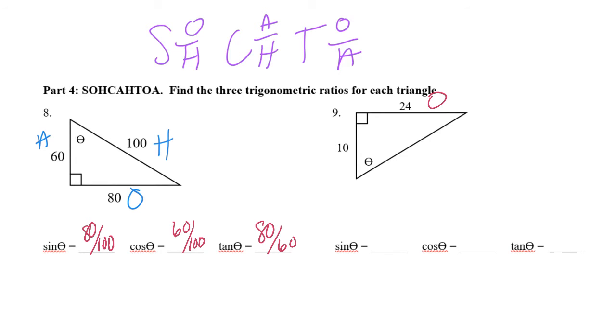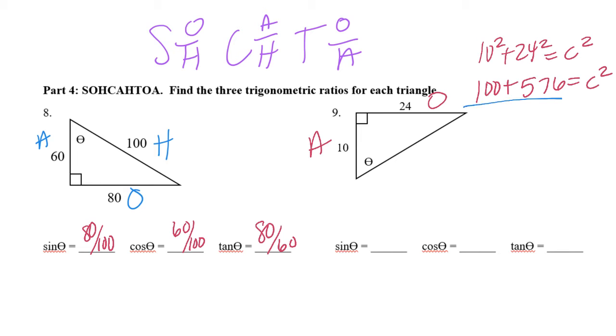We have the opposite and the adjacent, but you don't have the hypotenuse. So you have to solve for it. So 10 squared plus 24 squared equals c squared. 10 squared is 100. 24 squared is 576. And we don't know c squared, so we're going to add those together. 676 equals c squared. Square root both sides. Square root of 676 is 26. So that is C.